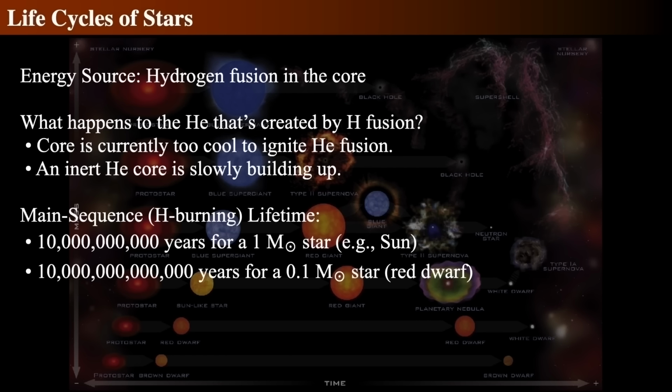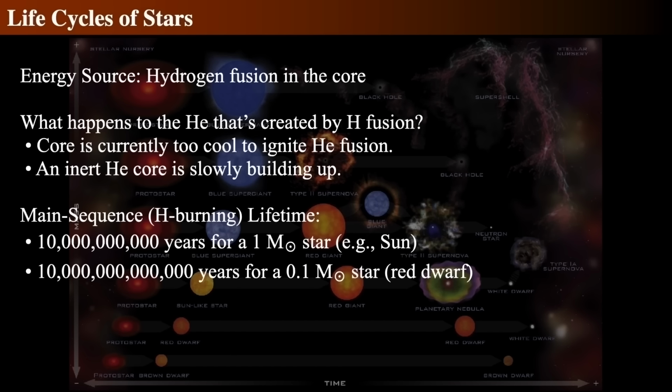This all means that an inert helium core is slowly building up in the center of the Sun. The main sequence lifespan, which says the same thing as the length of time a star is burning hydrogen, is determined by how much hydrogen is available to fuse in the core. Throughout this chat, I'll loosely conflate the word burning with fusing.